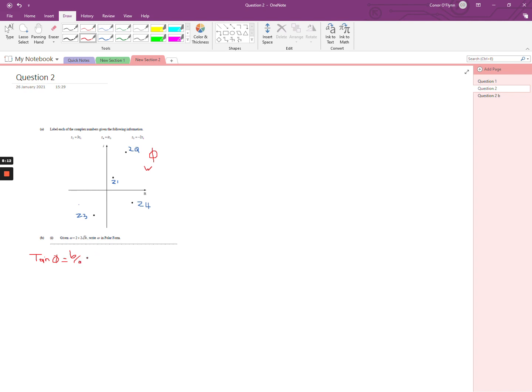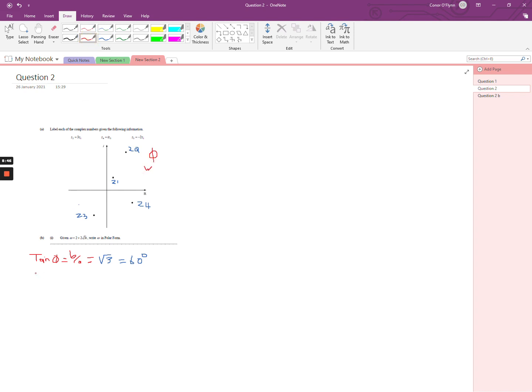So that would equal 2 root 3 over 2. The 2's will cancel, so that'll just be root 3. So what angle would that be, root 3? Tan of 60 is root 3 in our log tables, or we can use a calculator. It's 60 degrees. Grand, it's in this quadrant, so it's fine. 60 degrees is right, so I don't have to do any more messing with that.